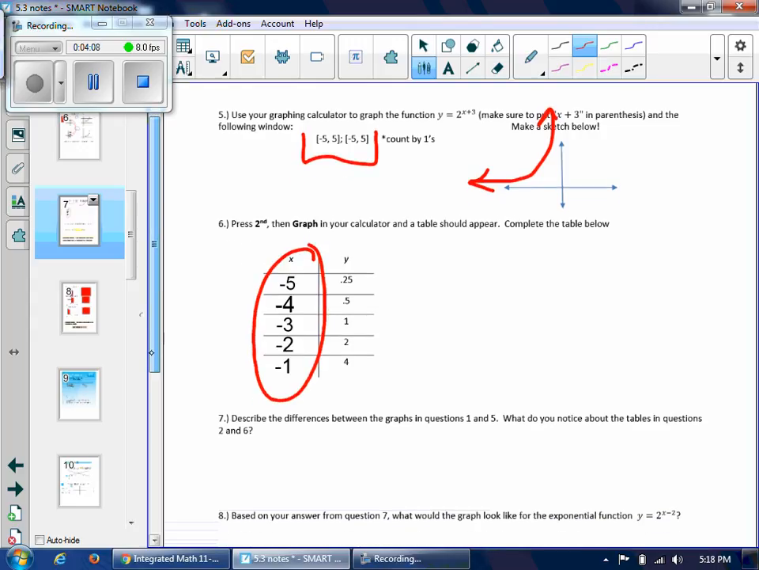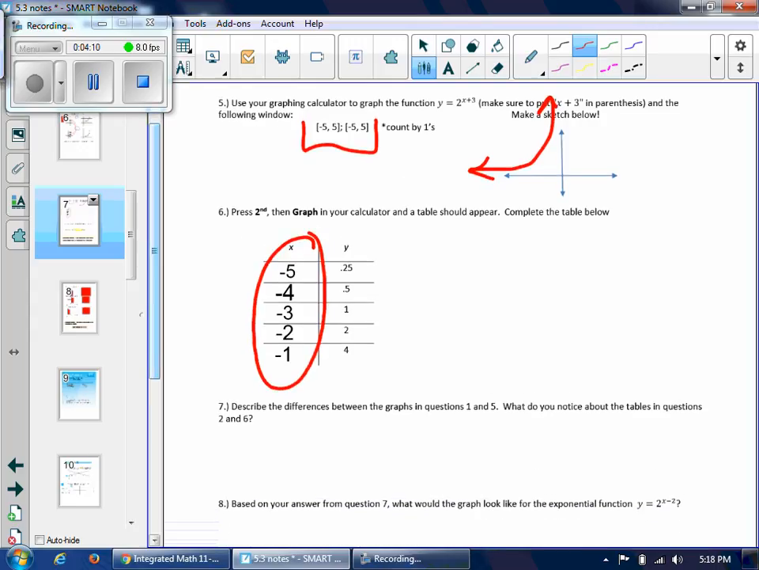Well, if you noticed, our graph is going to travel to the left 3. Although it looks like it would travel to the right 3 because of the plus sign, it actually travels to the left. It's opposite of how we feel.